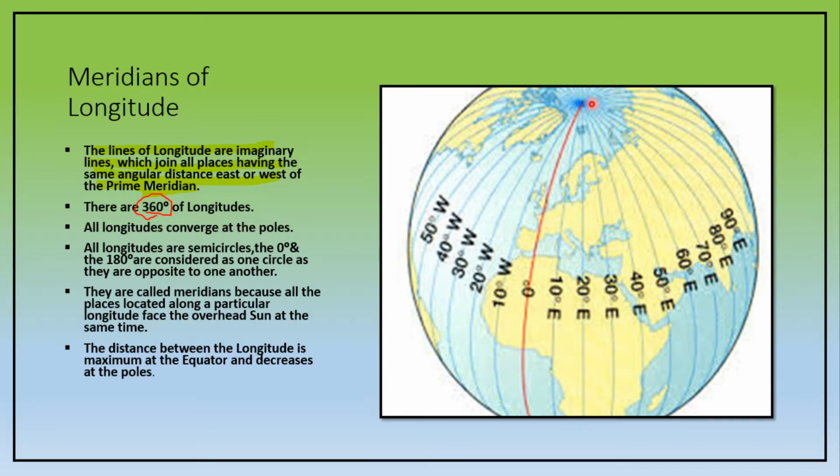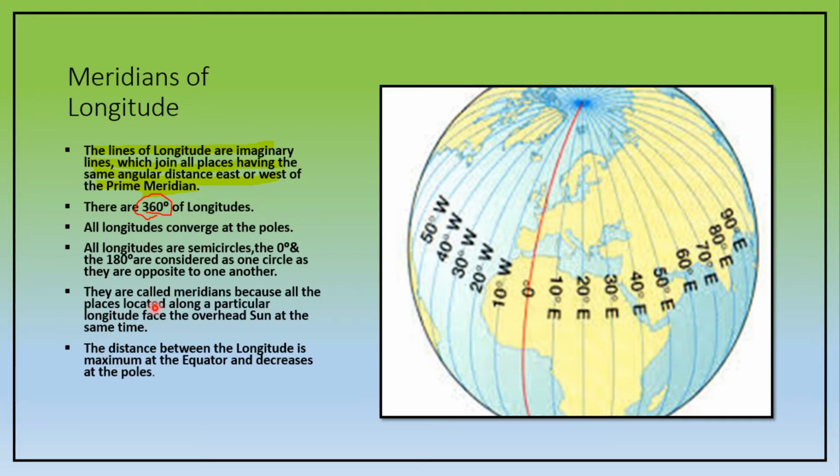All longitudes converge at the poles. That is, they converge at the North Pole and the South Pole. All longitudes are semicircles. The 0 degree and 180 degree are considered one circle. So, all these longitudes, on one side there is a semicircle and on the other side there is another semicircle. Together they make one whole circle, but they are semicircles on either side of the earth.